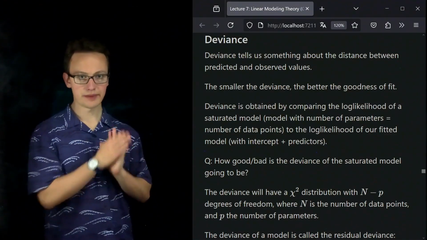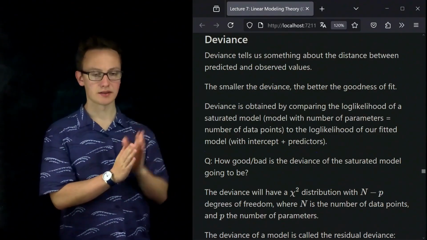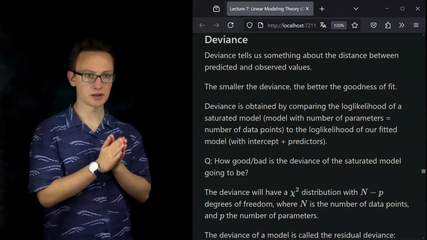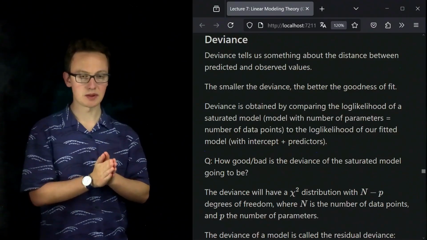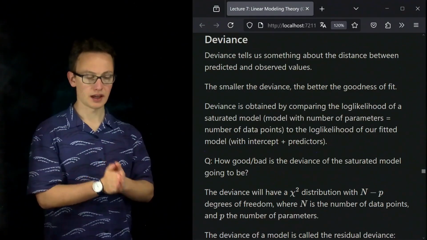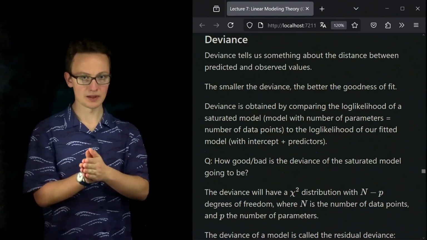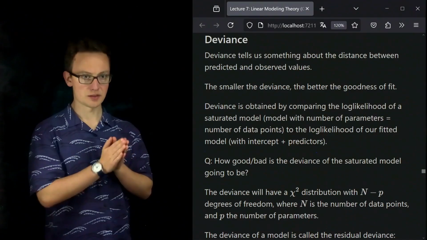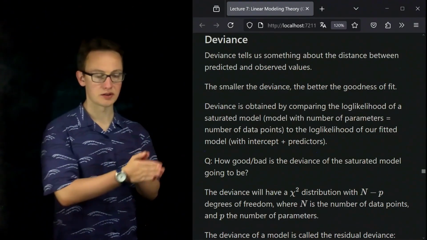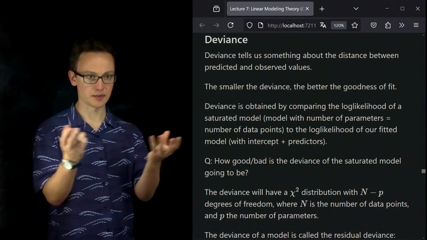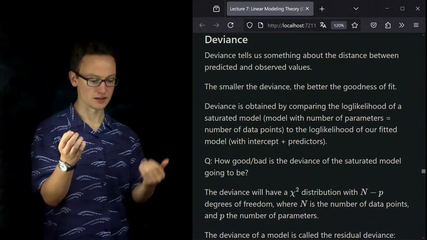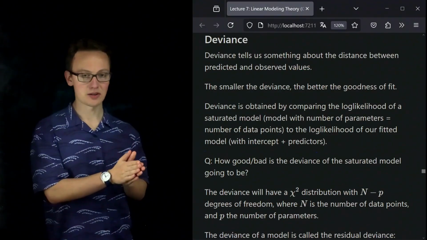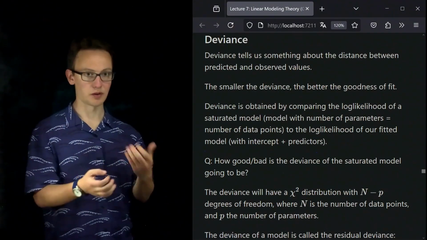Okay, so next there is this concept called deviance. The deviance of a model, for example, a logistic regression model, tells us something about the distance between the predicted values and the observed values. Like in this case, the predicted probabilities and the observed 1 versus 0 outcomes. And the smaller the deviance, the better the goodness of fit. So goodness of fit is a concept that says if my deviance is low, then I have a high goodness of fit, meaning that my predictions match my observed values very much.